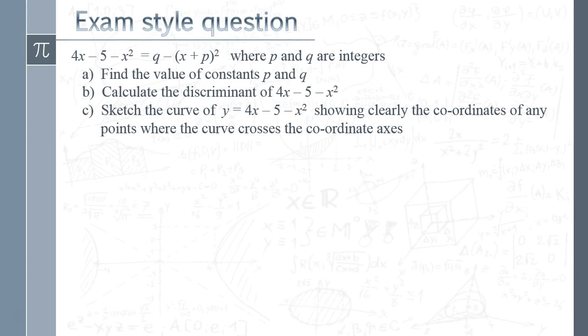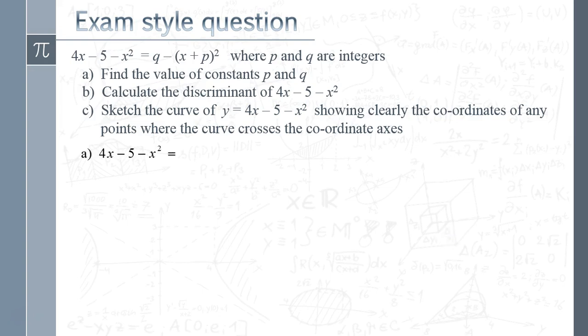Now, this last slide is an exam style question. This is the kind of thing that you might be up against, bringing together lots of bits and pieces. First of all we've got to do a bit of completed square, then we've got to calculate a discriminant, and then we've got to apply what we understand from parts A and B to our sketch.